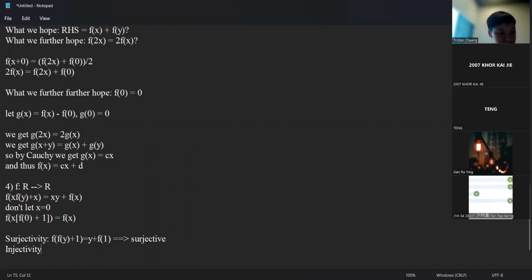How about injectivity? Again, we make sure we can get this right. Let's say x is 1, I think. Yeah, use the same equation. So if f(y1) equals f(y2), substitute them in and you can get y1 equals y2. So that's injective. Okay, so this is injective.